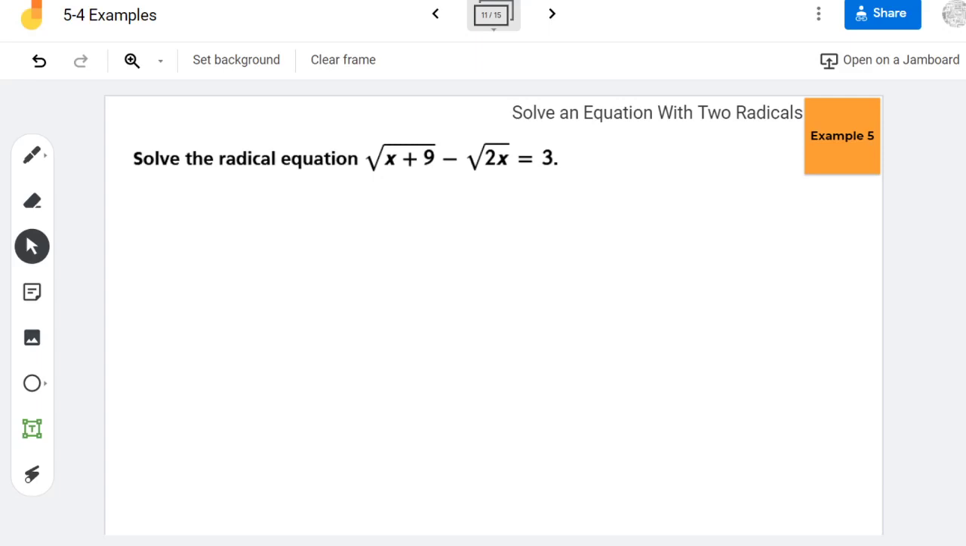In today's video, I'm covering example 5 from lesson 5-4 in the SavvasRealize Algebra 2 textbook. The goal of today's video is to learn how to solve an equation with two radicals.